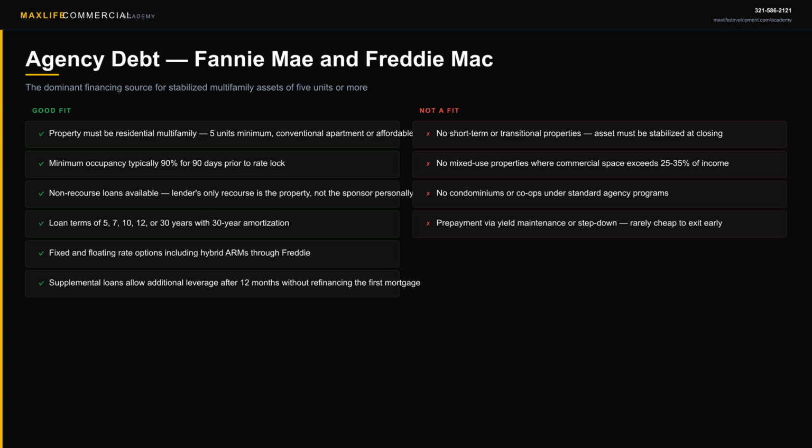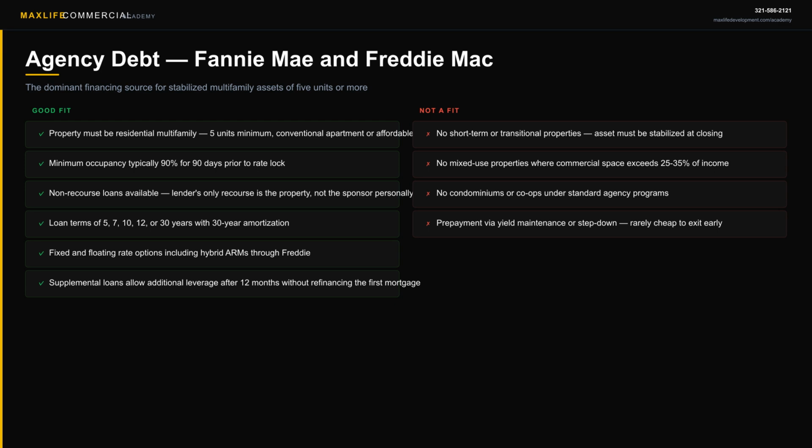The programs are accessed through approved lenders called DUS lenders, delegated underwriting and servicing, who are authorized to originate and underwrite loans on the agency's behalf. From an investor standpoint, if you're buying stabilized apartments of any scale in Central Florida or anywhere in the country, agency debt should be your first call.